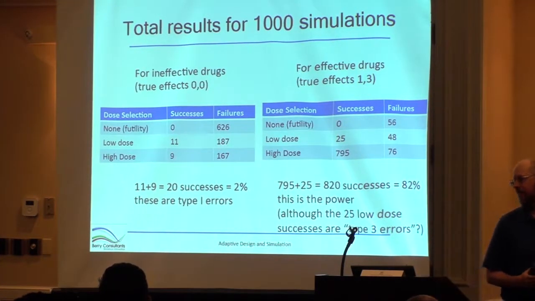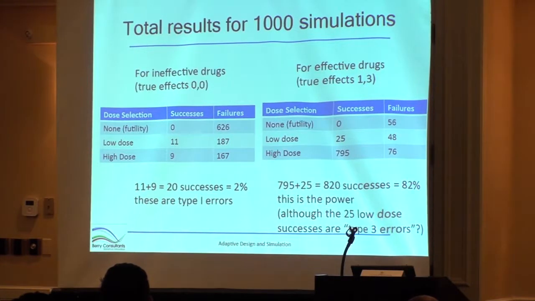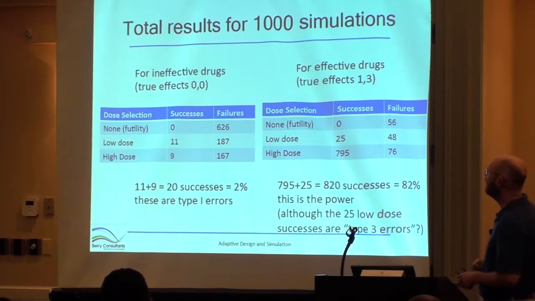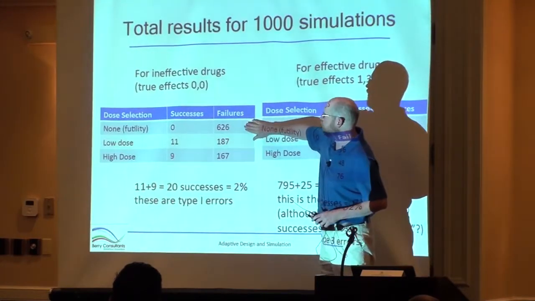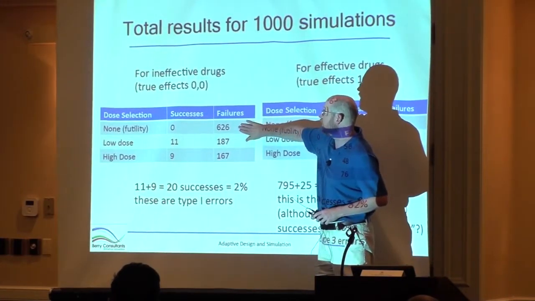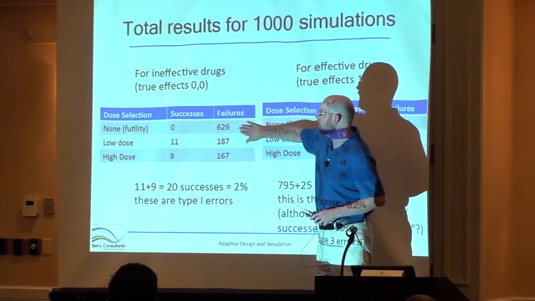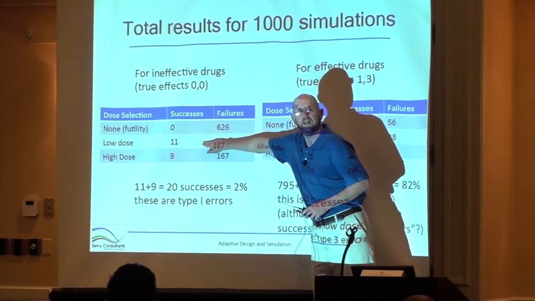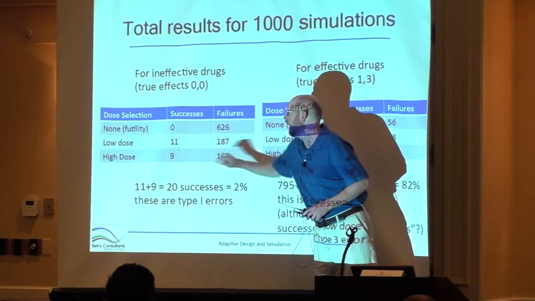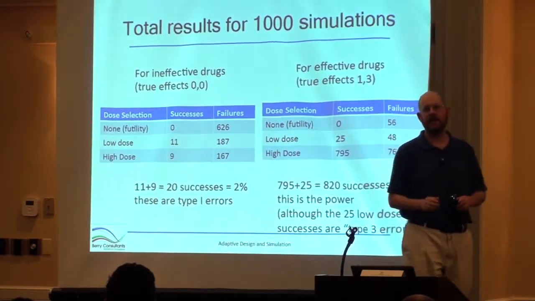Okay, so let's see. What have I gained for this? So my total results. If I talk about ineffective drugs, where I've got true effects of 0 and 0, I have had futilities 626 times out of 1,000. I've gotten low dose picked and win 11 times, and the high dose picked and win 9 times.